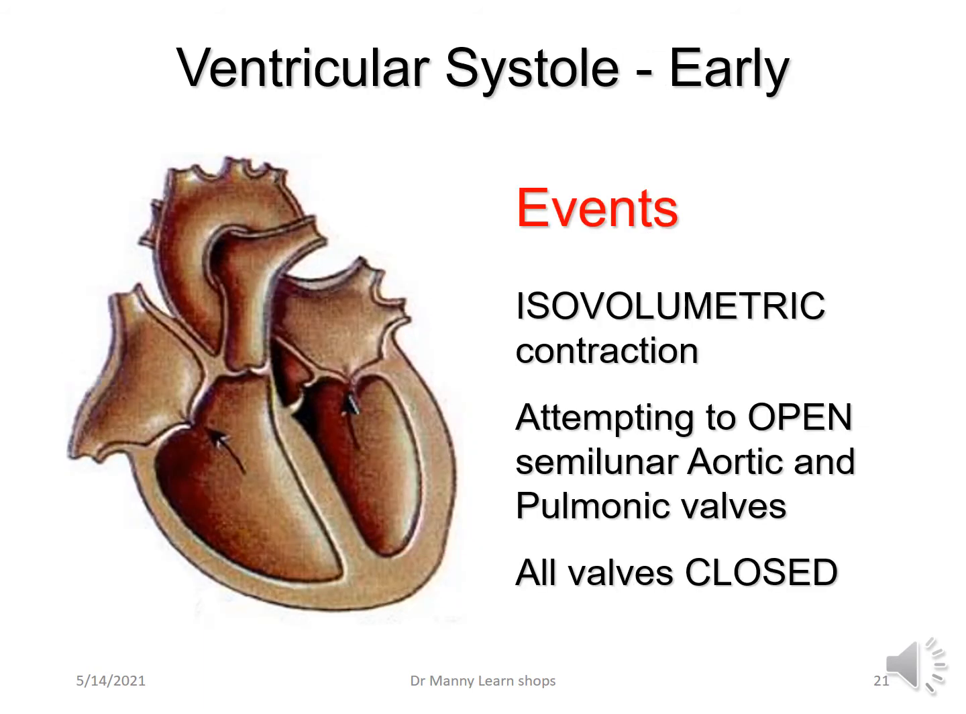Then you've got ventricular systole. As I said, systole is emptying, systole is contraction. The events that occur during early ventricular systole are isovolumetric contraction. This is where the heart starts to put on pressure to itself to try and open the aortic valve in particular and the pulmonic valve. It's attempting to open the semilunar aortic and pulmonic valves, which requires a lot of effort.